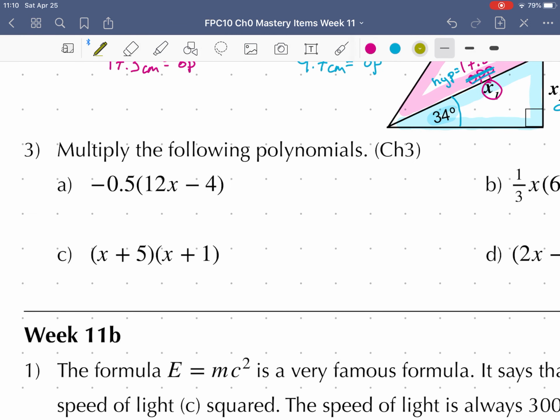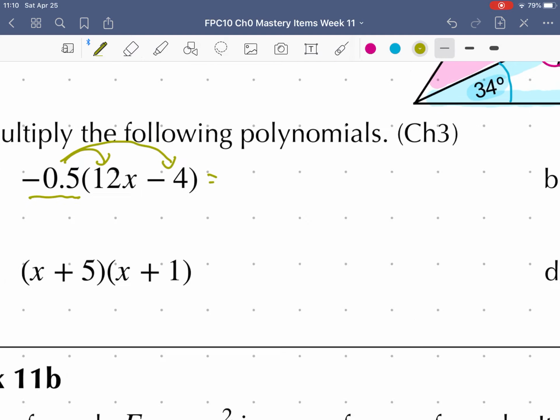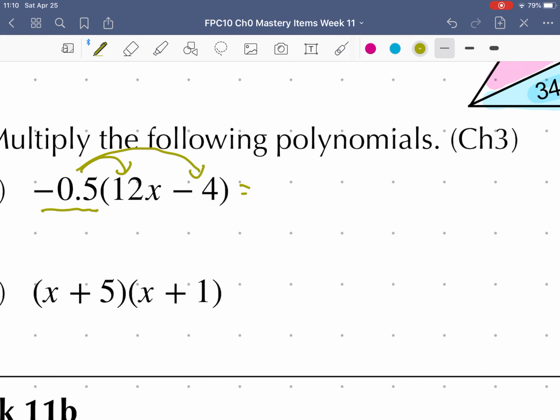All right, question number 3. Multiply the following polynomials. The first one, we just have a constant times a binomial. So we multiply the constant into both terms in the binomial. Negative 0.5 times 12x is equal to negative 6x. And then negative 0.5 times negative 4 is equal to positive 2. There's my answer.